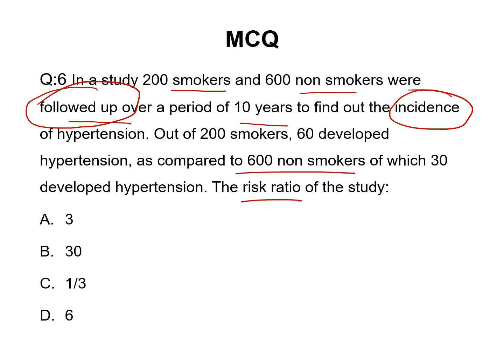Out of 200 smokers, we have 60 who developed hypertension, compared to 600 non-smokers, of which 30 developed hypertension. Calculate the risk ratio of the study. Risk ratio is nothing but relative risk. So to calculate relative risk, let's first understand what relative risk is.